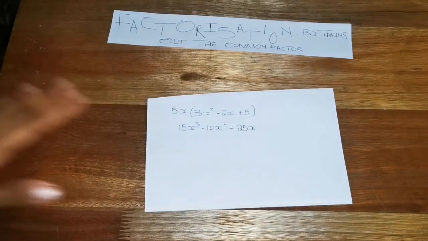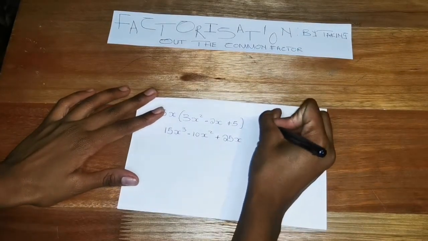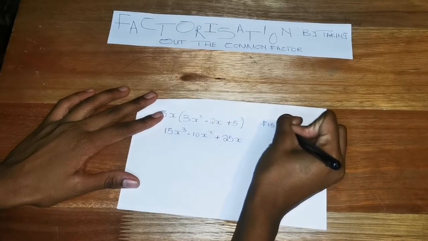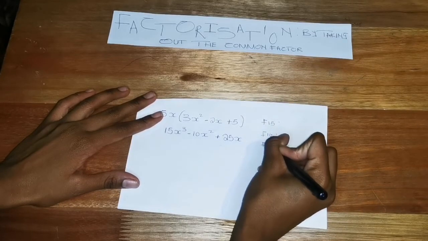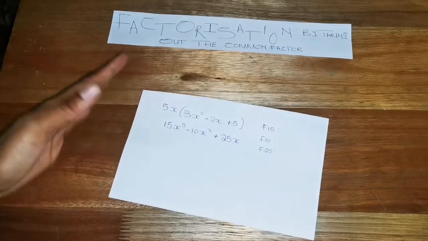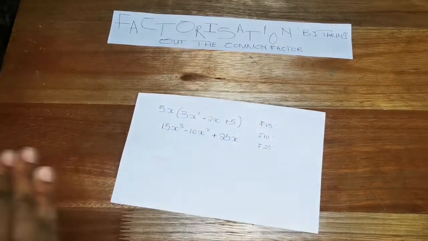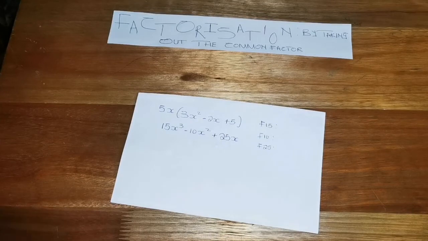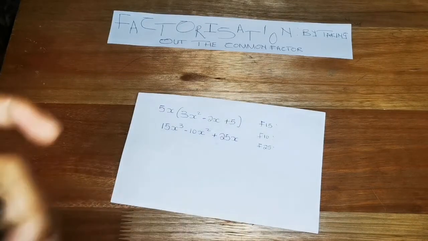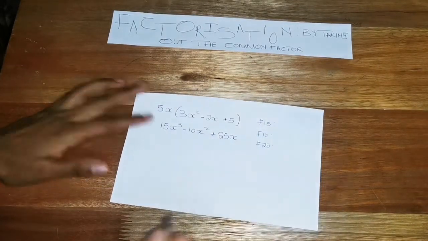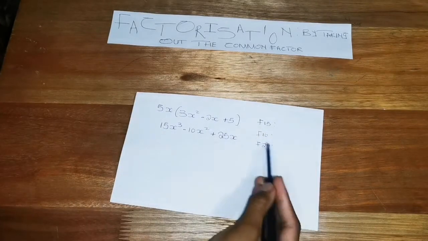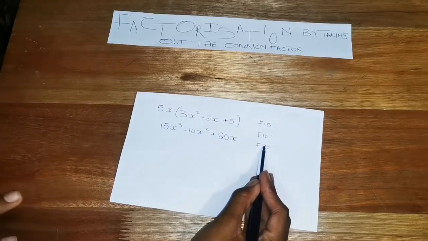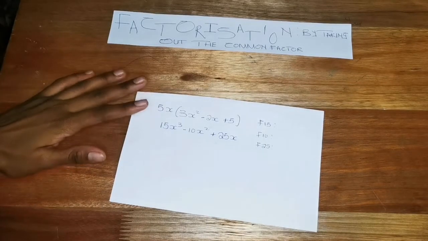So we're going to start with numbers first. We're going to start with factors of 15, factors of 10, factors of 25. Please note that this is your side work. They do not need to see it when you're finding your answer, unless they have instructed you to show how you find the highest common factors. So what are factors of 15? Factors are numbers that can fit in those numbers without leaving a remainder. I hope you understand that.